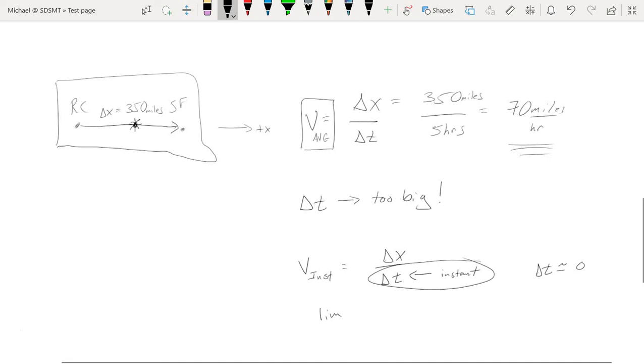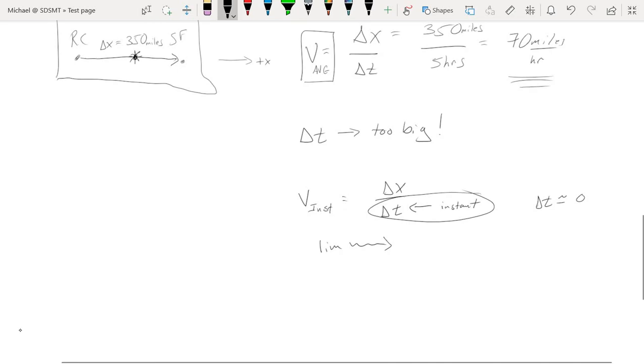So instead, what we're going to do is apply this limit process with the calculus, and change the notation of our definition for velocity to the differential notation. So the instantaneous change in position with respect to time will give us the instantaneous velocity of the object. And so this is how we distinguish between the two.